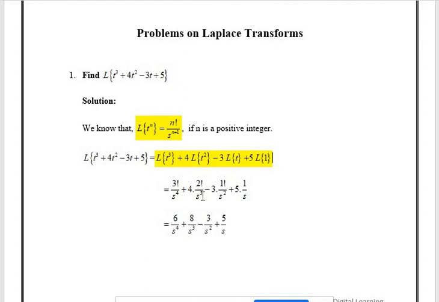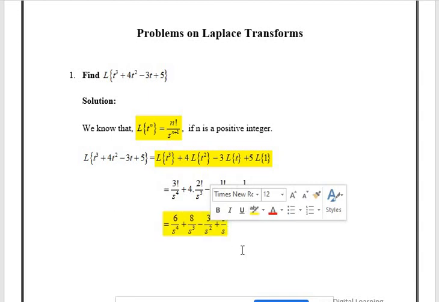So L of t square becomes 2 factorial by s cube minus 3 L of t is 1 by s square plus 5 into L of 1 is 1 by s. Now by simplifying these terms, 3 factorial means 3 into 2 into 1, that is equal to 6. 6 by s to the power of 4, 8 by s cube minus 3 by s square plus 5 by s. This is the required solution.